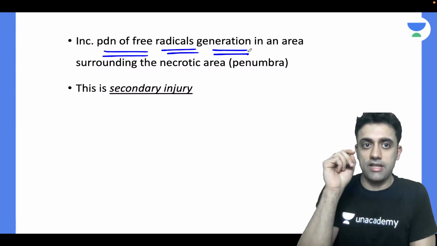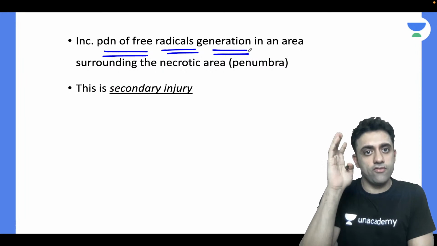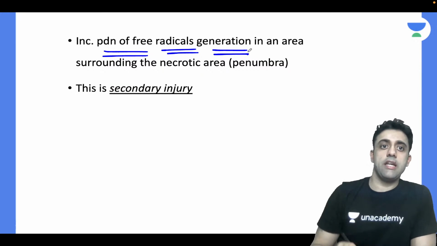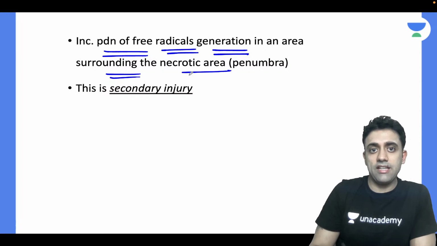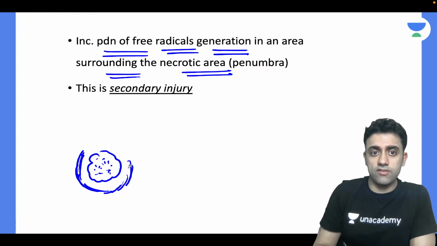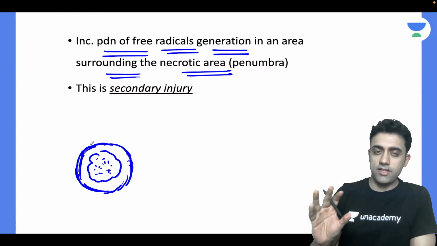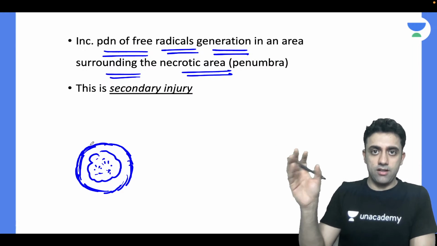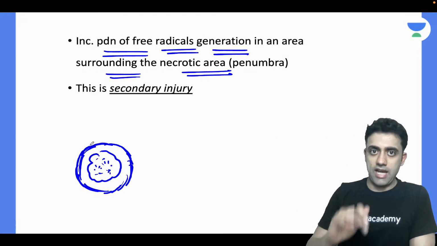Now listen very carefully. There is increased production of free radicals in the area surrounding the necrotic area. Imagine this part of the body is already having ischemia, and also there is increased production of free radicals surrounding it. First listen to the full lecture, try to have a hypothetical picture in your mind, and then we can have the doubts.